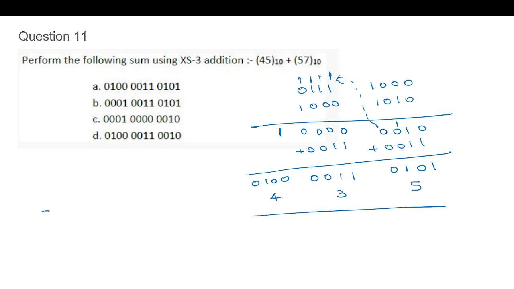If we perform this addition directly, we will get 5 plus 7 is 12 and this is 10. Now in excess 3, this will be 5, this will be 3, this will be 4. So we got 4, 3, 5. And the correct answer is option B.